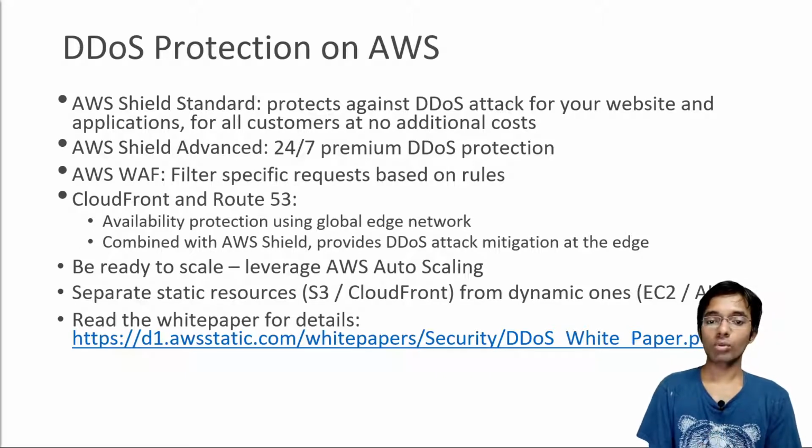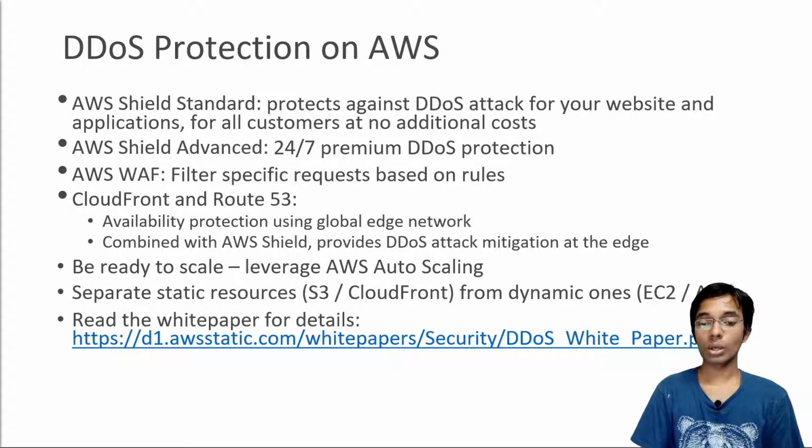Now, how do we get protected from DDoS and these application level attacks on AWS? Well, first for DDoS there is AWS Shield Standard, which protects against DDoS attacks for your website and application for customers at no additional cost. So by using AWS, you are somewhat protected against some DDoS attacks, with Shield Standard enabled by default. Then you have Shield Advanced, which gives you 24/7 premium DDoS protection, and we'll see in detail what that means in the next slide.